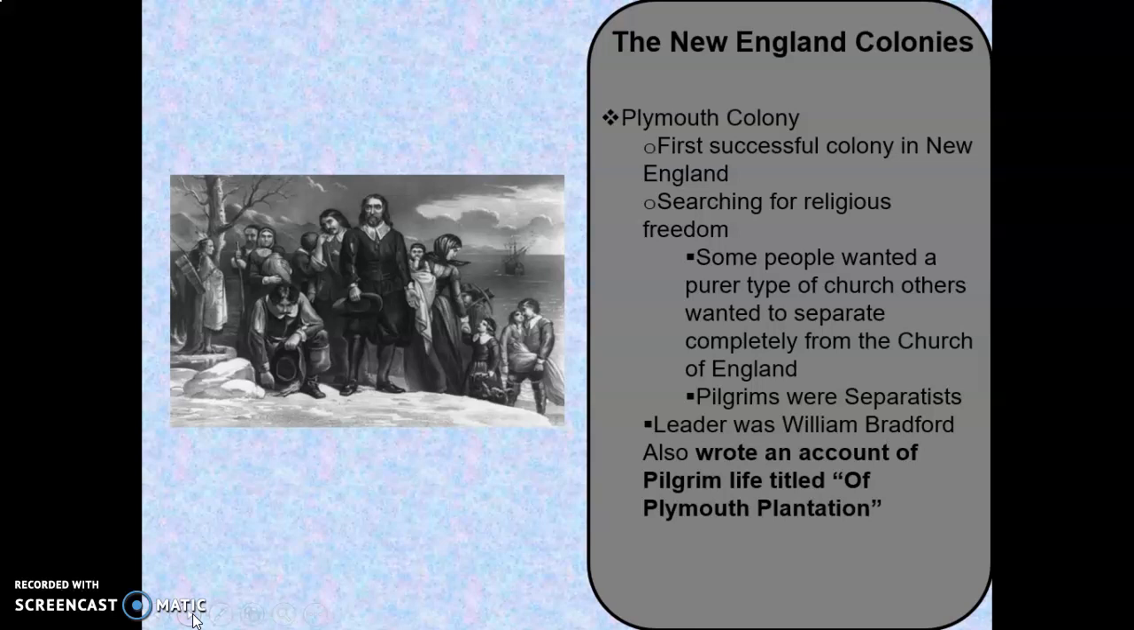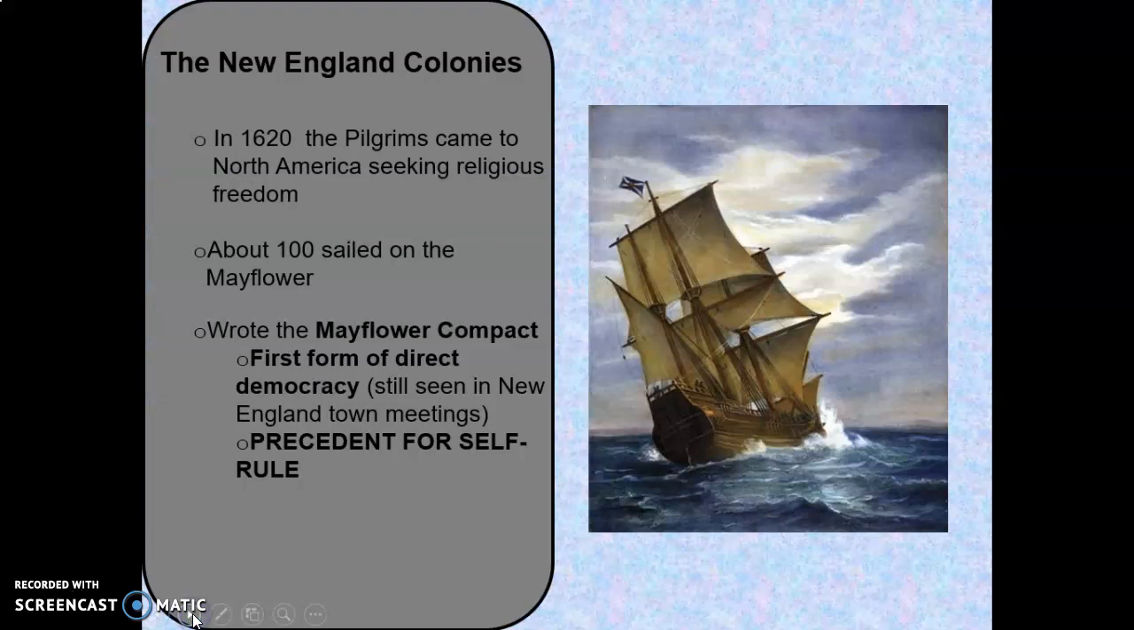Searching for religious freedom. Some people wanted a pure type of church. Others wanted a separate church completely. Pilgrims who got here first in 1620, they were separatists. All right, William Bradford, he wrote an account of Pilgrim life entitled Plymouth Plantation.